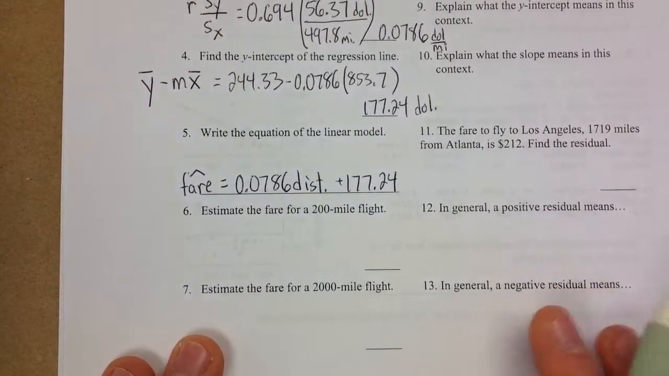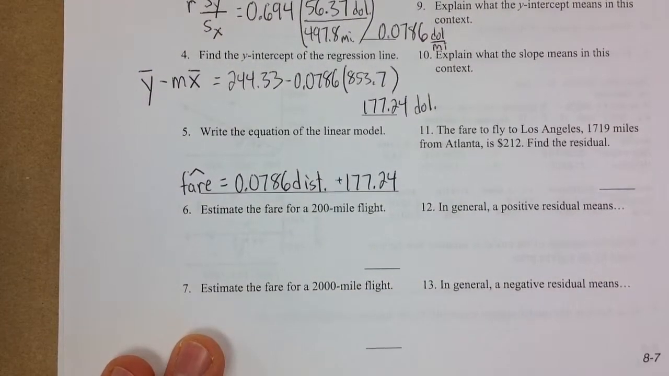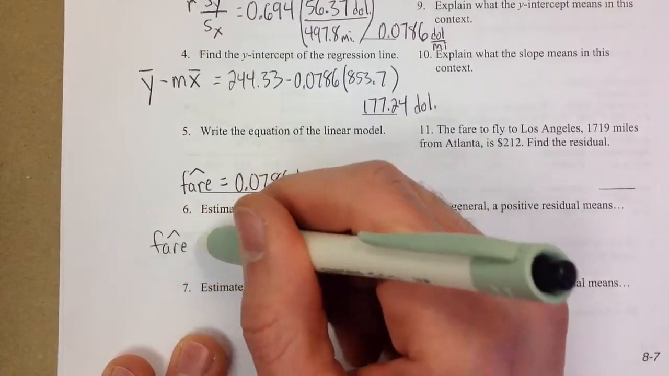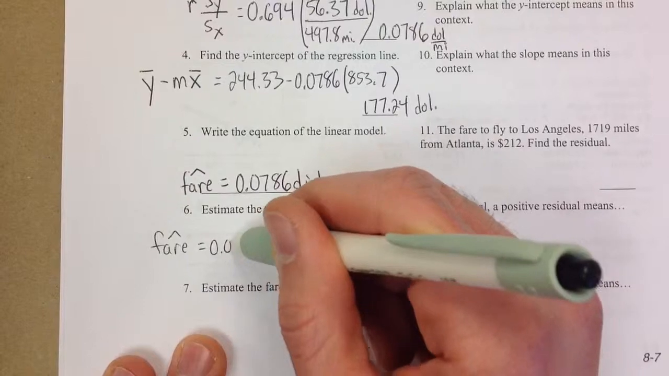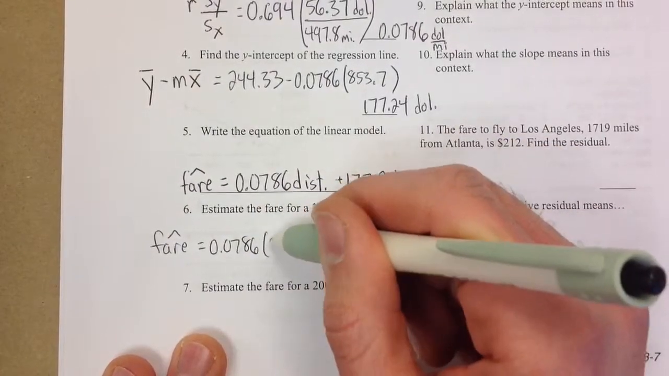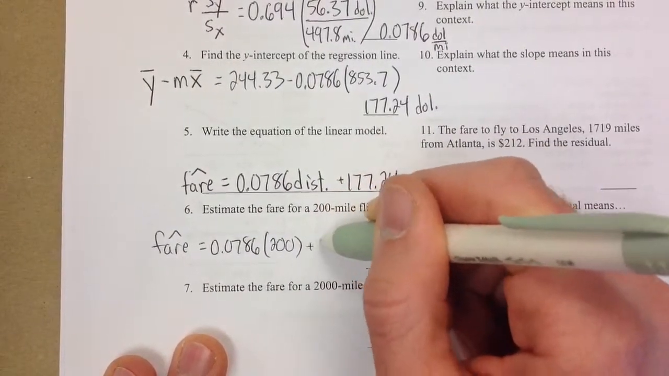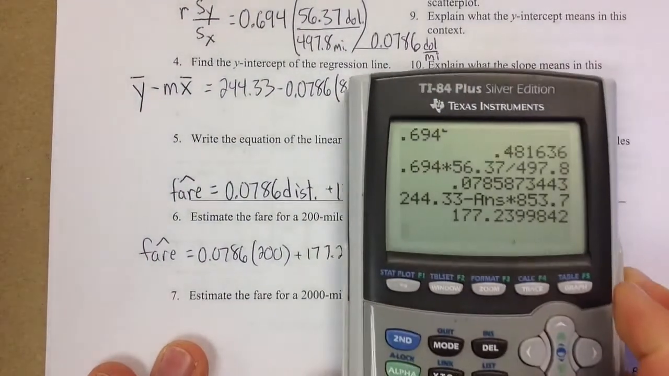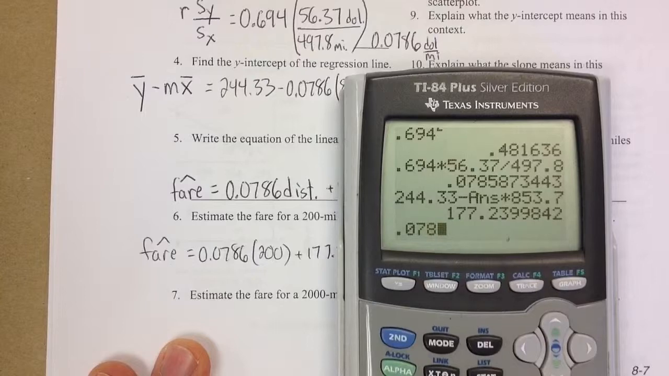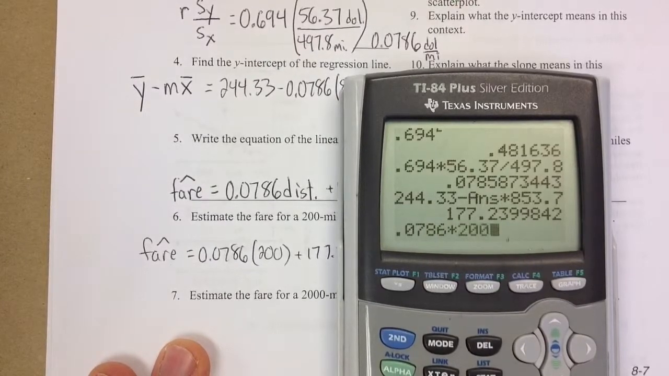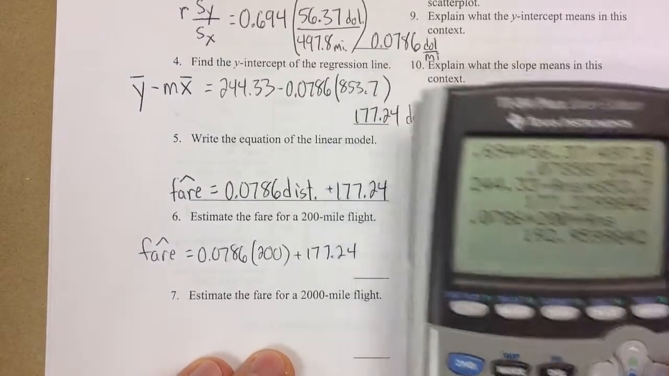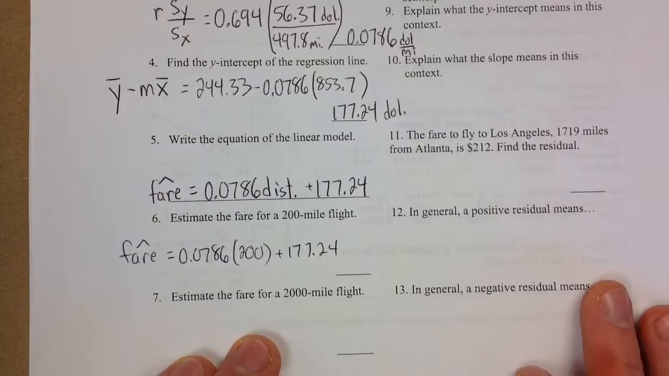Good. 6 and 7 are pretty easy. You're just plugging in. So about $193 is our predicted airfare for a 200-mile flight.